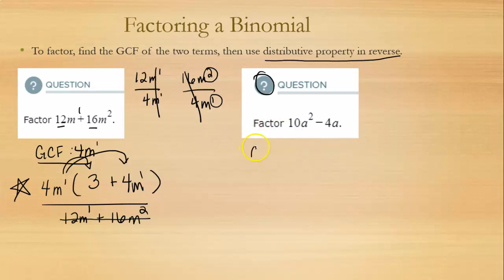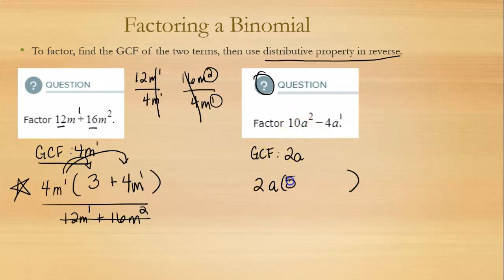All right, you should have recognized that your GCF, the largest number that 10 and 4 are both divisible by, is 2, and the largest number of a's that you can take out of both is just 1. This one has a squared, but this one just has a to the 1. So my GCF is 2a. So we're using reverse distributive property to divide out a 2a from each term.